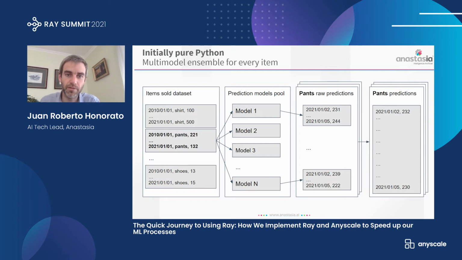We've got a pool of models for prediction, and each model will output their own prediction into the future for the values that we want to predict for each one of those items in question. So we have a number of predictions, each one independent of the other. Finally, the last step is to ensemble all of those and output a single prediction for each date and item.